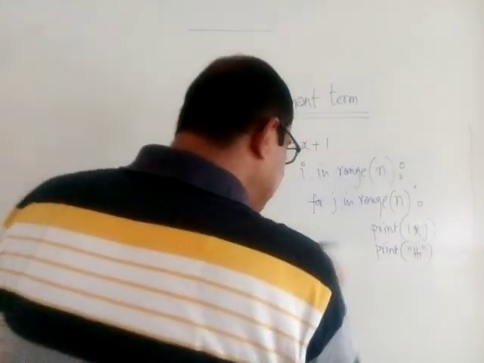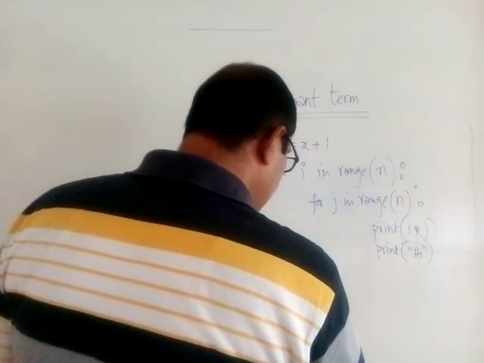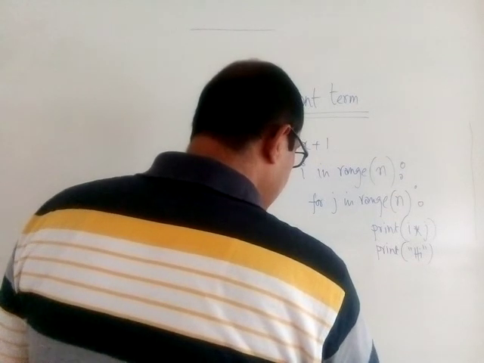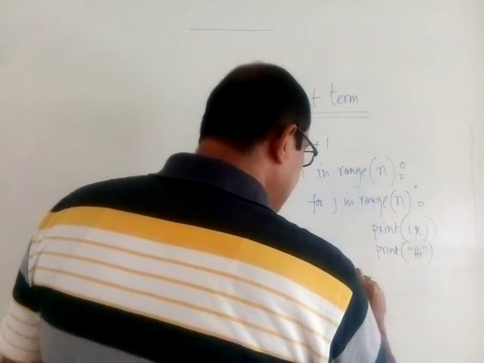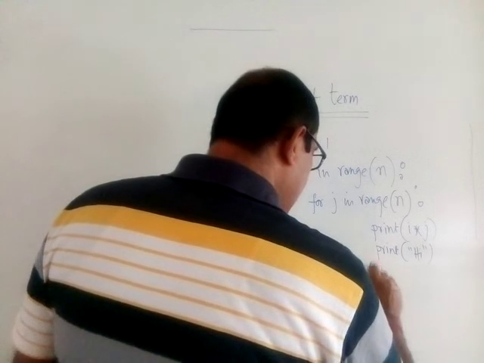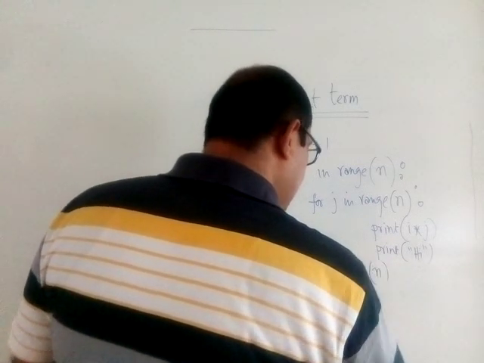Then when this nested loop got over, I had another loop, for example a k loop: for k in range, say, n number of times.